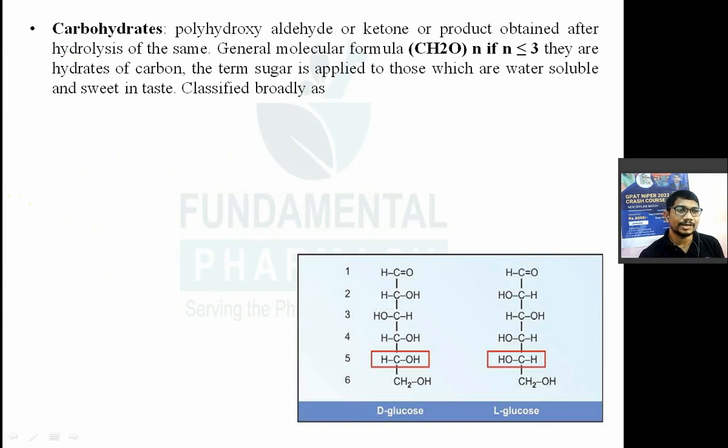Carbohydrates are nothing but polyhydroxy aldehydes or ketones, or the products obtained after the hydrolysis of the same. The general formula is CnH2nOn. If the number of carbon atoms is less than 3, they are known as hydrates of carbon. The term sugar is applied to those carbohydrates which are water soluble and sweet in taste. They are classified into monosaccharide, disaccharide, oligosaccharide, and polysaccharide. That classification we'll see later.